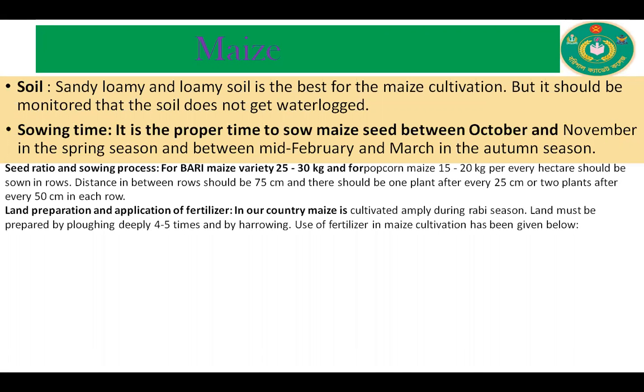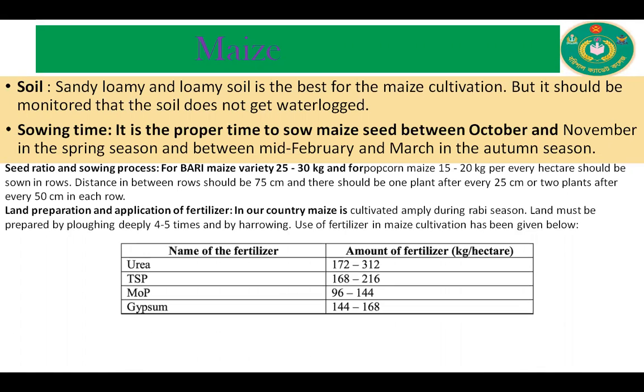Land preparation and application of fertilizer. In our country, maize is cultivated amply during the Rabi season. Land must be prepared by plowing deeply 4 to 5 times and by harrowing. Use of fertilizer in maize cultivation is given below. Name of fertilizer, amount of fertilizer, kg per hectare: urea 170 to 312 kg, TSP 168 to 216 kg, MOP 96 to 144 kg, gypsum 144 to 168 kg.